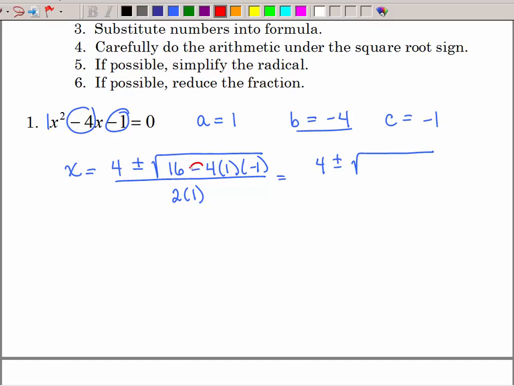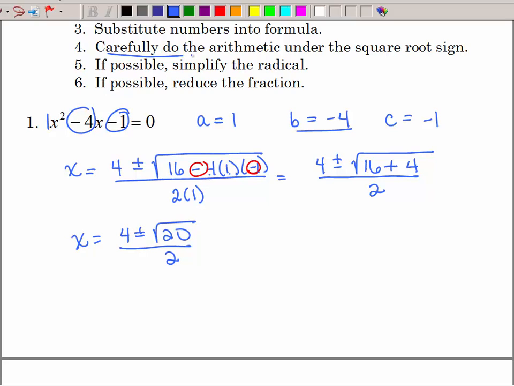Now here, this is where you want to count your negatives. You have two negatives, which is going to make a positive. So we're going to have 16 plus 4 times 1 is 4, over, of course, 2. So 4 plus or minus the square root of 20 over 2. So notice I've done the arithmetic under the square root sign. That took a while. Now I have to simplify the square root if possible. And yes, I can. Remember, 20 is 4 times 5, so the square root of 4 is 2.